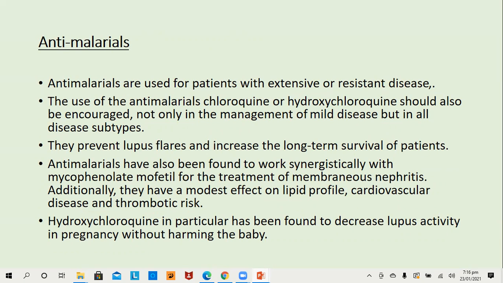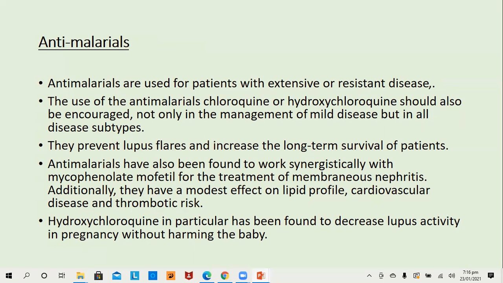Antimalarials. Antimalarials are used for patients with extensive or resistant disease. The use of antimalarials, chloroquine or hydroxychloroquine, should also be encouraged not only in the management of mild disease, but in all disease subsets. They prevent lupus flares and increase long-term survival of the patient. Antimalarials have also been found to work synergistically with mycophenolate mofetil for the treatment of membranous nephritis. Additionally, they have a modest effect on lipid profile, CVS disease, and thrombotic risk. So antimalarials have lots of benefits in patients with SLE.